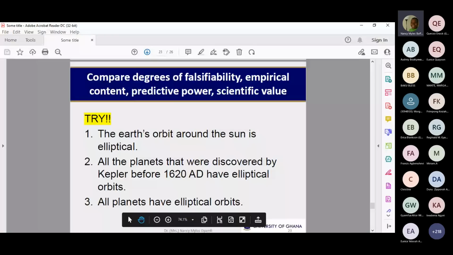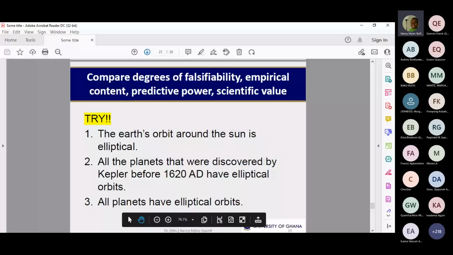If I say Legon students, there's an example in the textbook, but let's use something else. Legon students like patching. That's one. Someone else says, most Legon students like patching. Then a third person says, my roommates who are Legon students like patching. See the degrees of falsifiability, degrees of empirical content. The one who said Legon students like patching is a universal generalization, with bigger empirical content, bigger predictive power, higher scientific value, and is easiest to falsify.